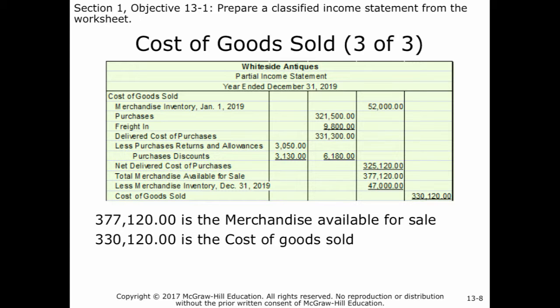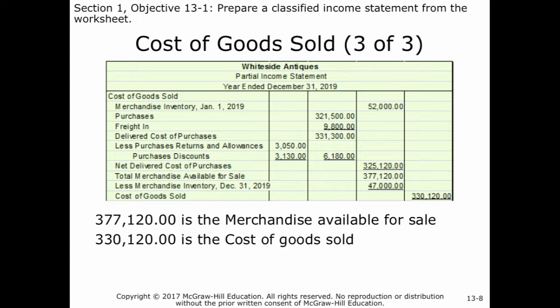Now, the previous slide also states that we must subtract the purchase returns and allowances and the purchase discounts. So these are $3,050 and $3,130 respectively. You'll see this in the visual. And these two values add up to $6,180. So therefore, in order to determine the net delivered cost of purchases, we will obtain $325,120.